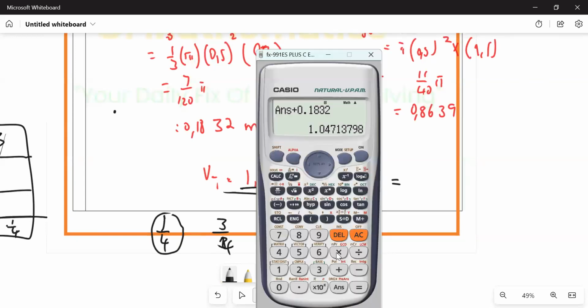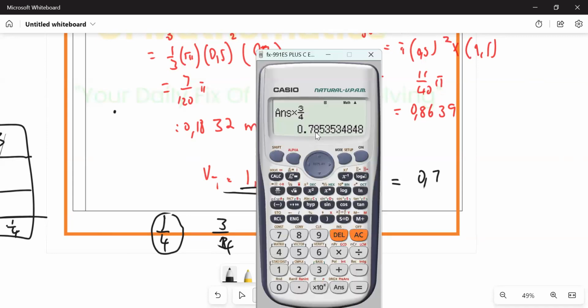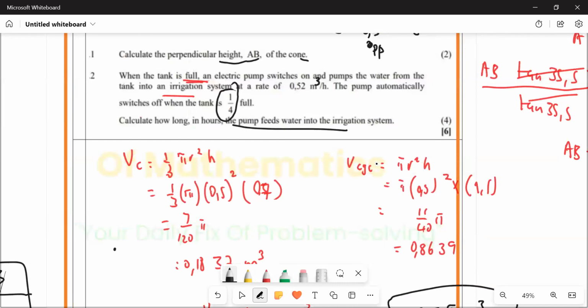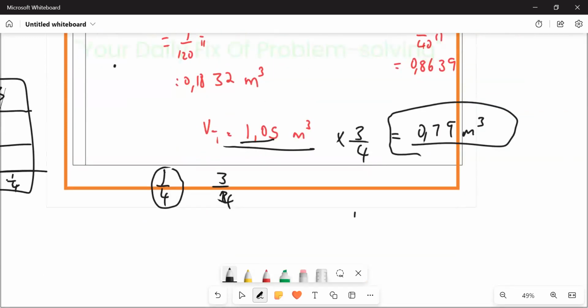So you say multiply by 3 all over 4. And then you get what? 0.79 meter cubed. So when you have used 0.79, this thing switches off. Now, here what you are given is the water is losing 0.52 meters per hour. So to get how long this thing is going to take, how long?